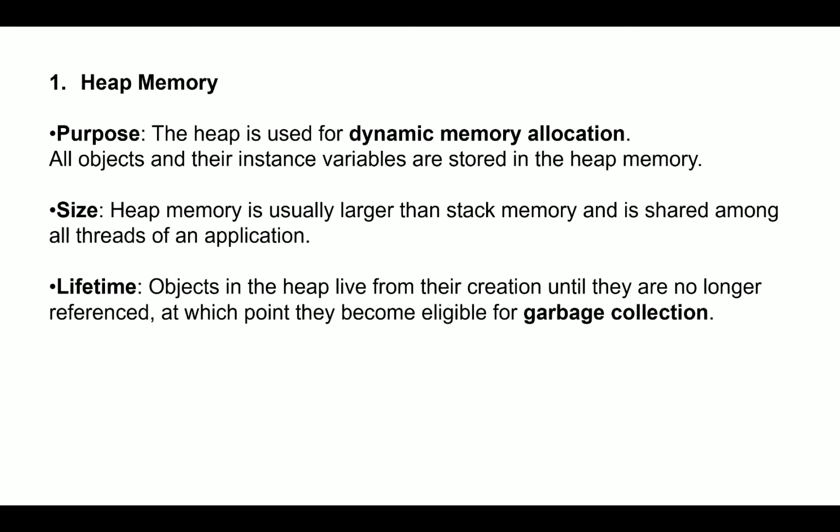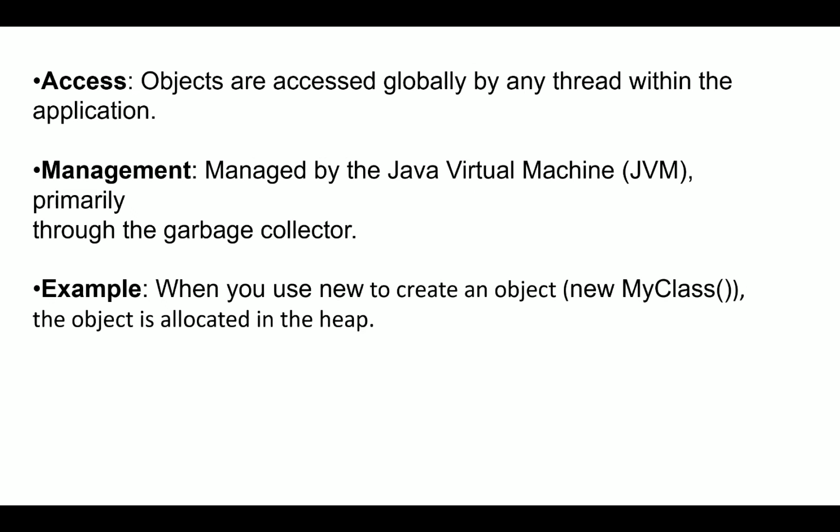Purpose: the heap is used for dynamic memory allocation. All objects and their instance variables are stored in the heap memory. Size: heap memory is usually larger than stack memory and is shared among all threads of an application. Lifetime: objects in the heap live from their creation until they are no longer referenced, at which point they become eligible for garbage collection.